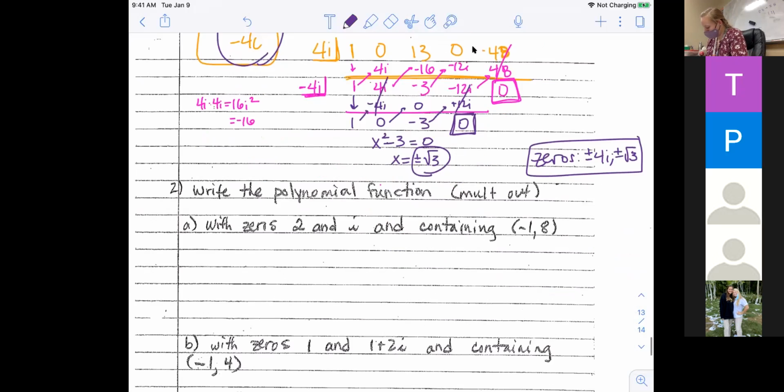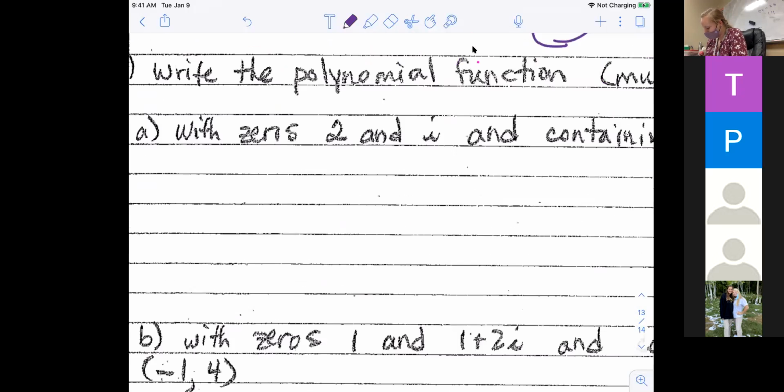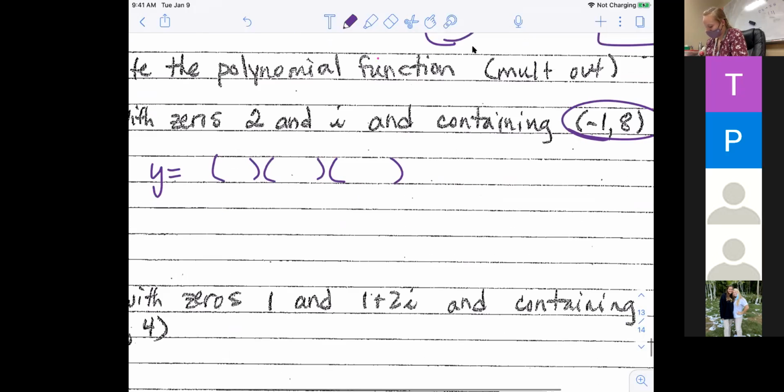So if it didn't tell us this point, we would normally just do this. We'd say y equals, and we'd have parentheses for all the zeros. My 2 would be x minus 2. We cool with that. My i would be x minus i. Wait, why did I put another set of parentheses? Why do I have 3 sets of parentheses? Conjugate. What do I write here? x plus i.